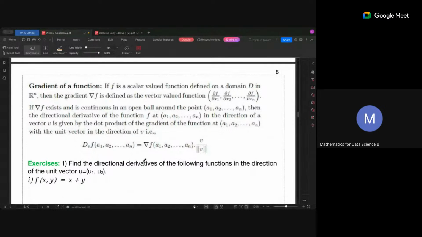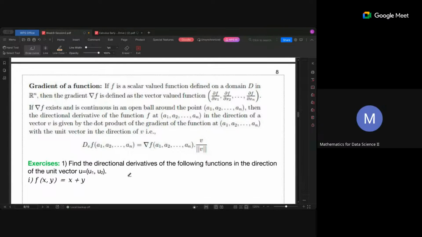Okay, so directional derivative, we have seen the limit formula. So now we can find the directional derivative using the gradient function as well. How are we using the gradient function to find the directional derivative? The directional derivative at a particular point can be written as the gradient function at that point dot product with the unit vector. Very simple. The unit vector of which direction? The directional derivative with respect to which direction, that particular unit vector.